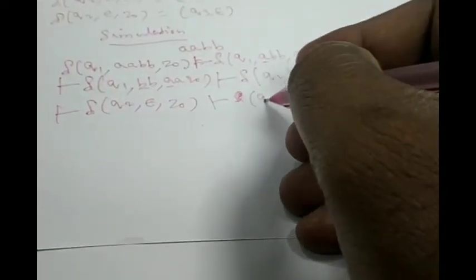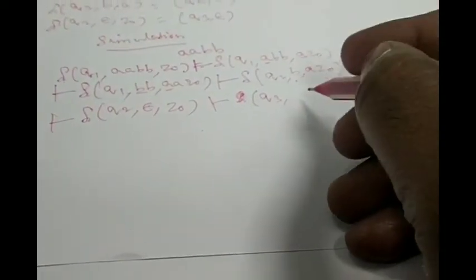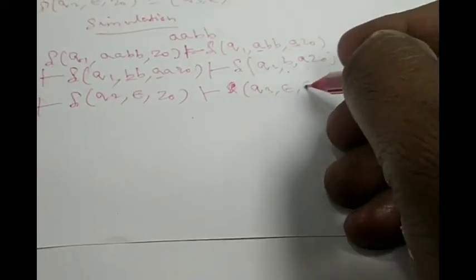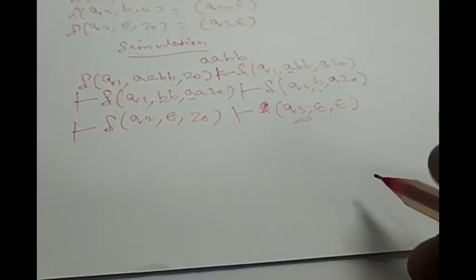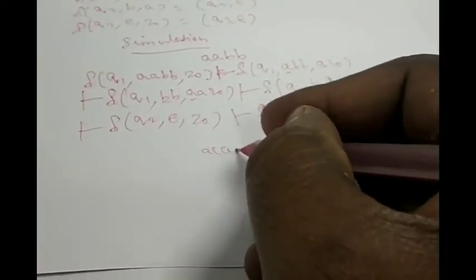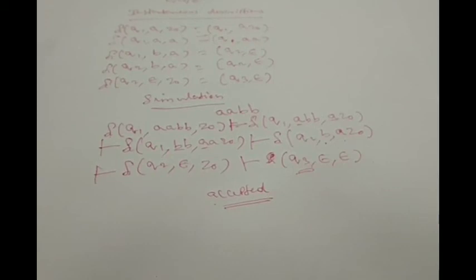Since you're going to the final state, you can directly write Q3. No need for a delta transition because that is going to be the end of the transition. So the input is epsilon, and Z0 is getting replaced by epsilon. That's all. Since you are reaching the final state Q3, that means it is accepted. So that's all about designing a pushdown automata for a specific problem.